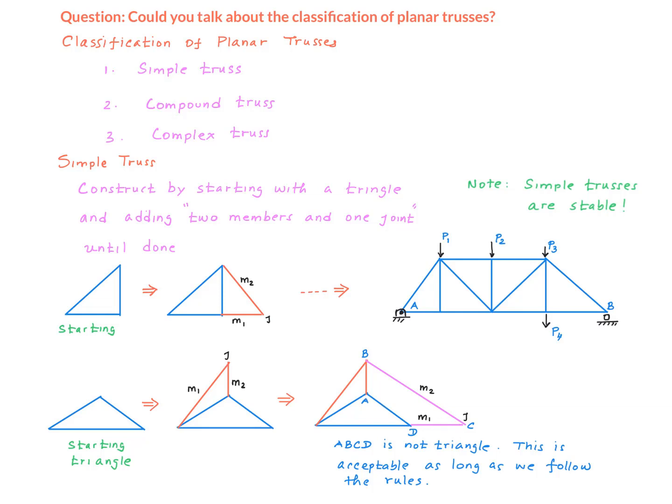So even though in both cases we started with a triangle, it doesn't mean that the final truss will consist only of triangles. This is not a requirement. So as long as you follow these rules, you will end up with simple trusses. And these trusses are stable.